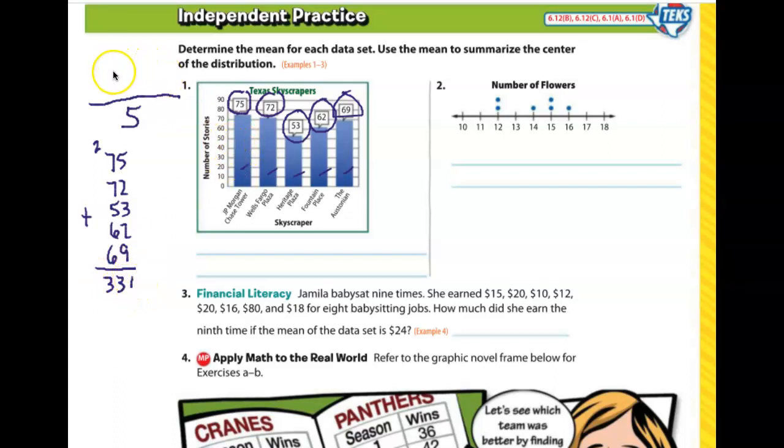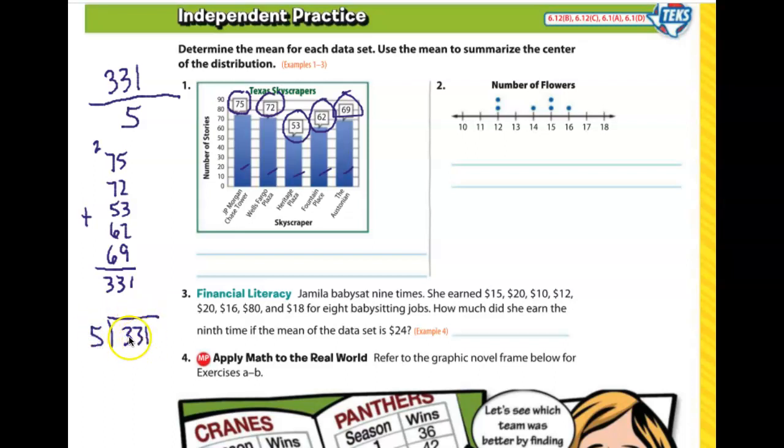Okay, once I have 331, I'm going to write that up here at the top of the division problem to solve for the mean. So now I'm going to divide 331 by 5. Now, see, I'm taking up a lot of space on my book, so I may need to use notebook paper for other parts of my assignment that I have to do. So I'm going to take 331, and I'm going to divide it by 5.